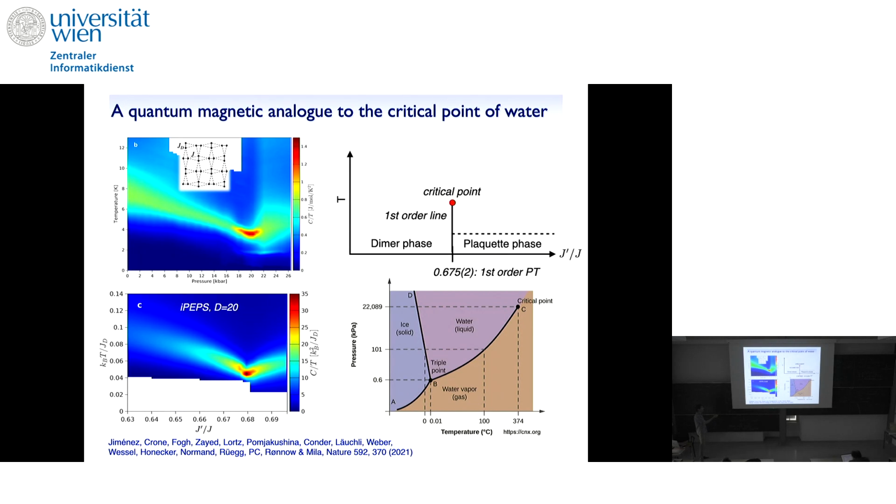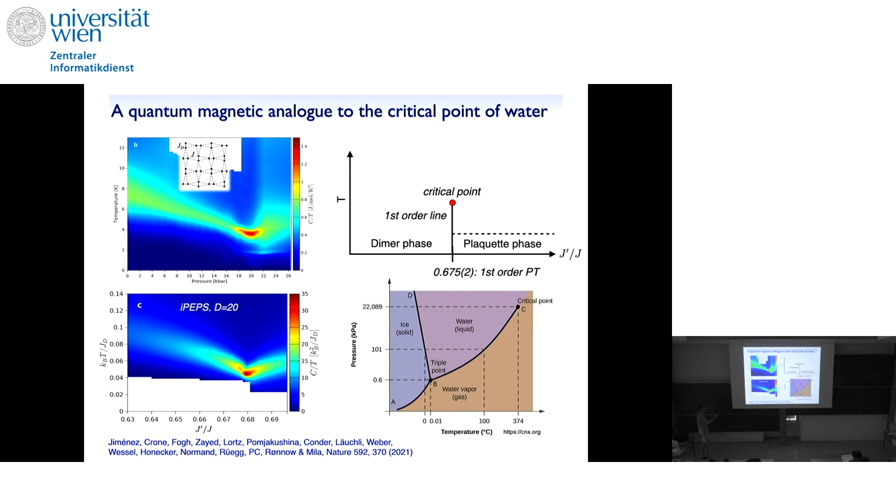And in the end, what we found here is that this corresponds to a critical point at finite temperature. So here you have a phase transition between the dimer and plaquette phase, which is a first order phase transition, and this first order phase transition extends to finite temperature and ends here in this critical point.